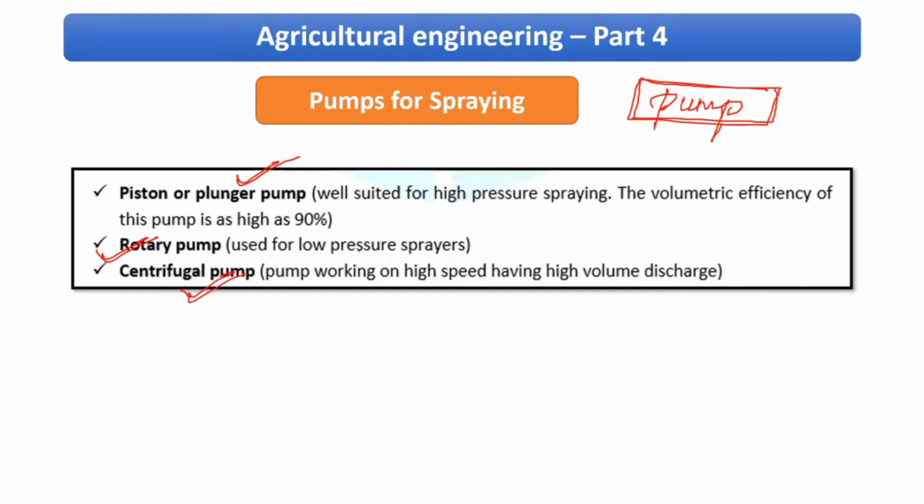Now these pumps have various uses. For example, if you talk about centrifugal pump, it works at high speed having high volume discharge. So wherever you require a larger quantity to be sprayed, you go for centrifugal pump. You need to make note of these important characteristics of it.